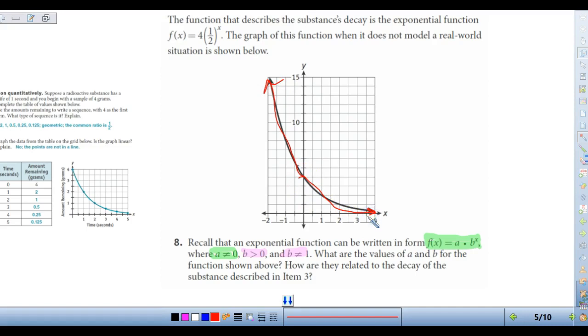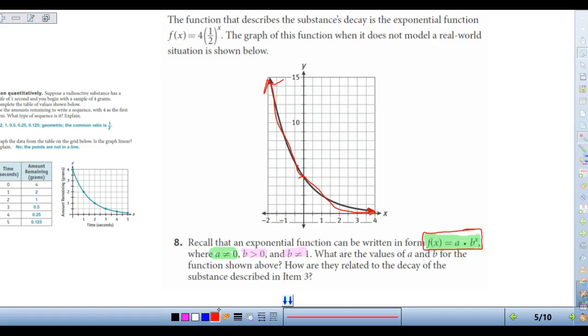So recall that an exponential function is in this form. This is the form of an exponential function. A is the starting amount, and it can't be 0. B is the growth or decay factor, or the geometric ratio, the common ratio, and it has to be greater than 0. It can't be 0 or negative, and it also can't be 1, or it would just be a horizontal line. It wouldn't be growing or shrinking.